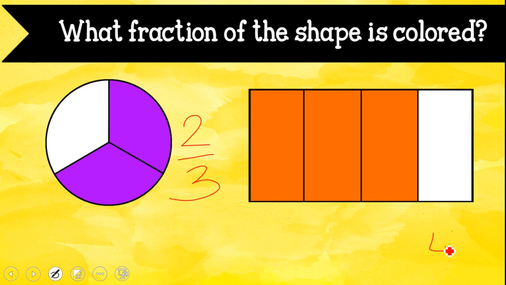And here I have 1, 2, 3, 4. So remember, 4 goes on the bottom, but 1, 2, 3 are colored, so 3 goes on the top, okay?